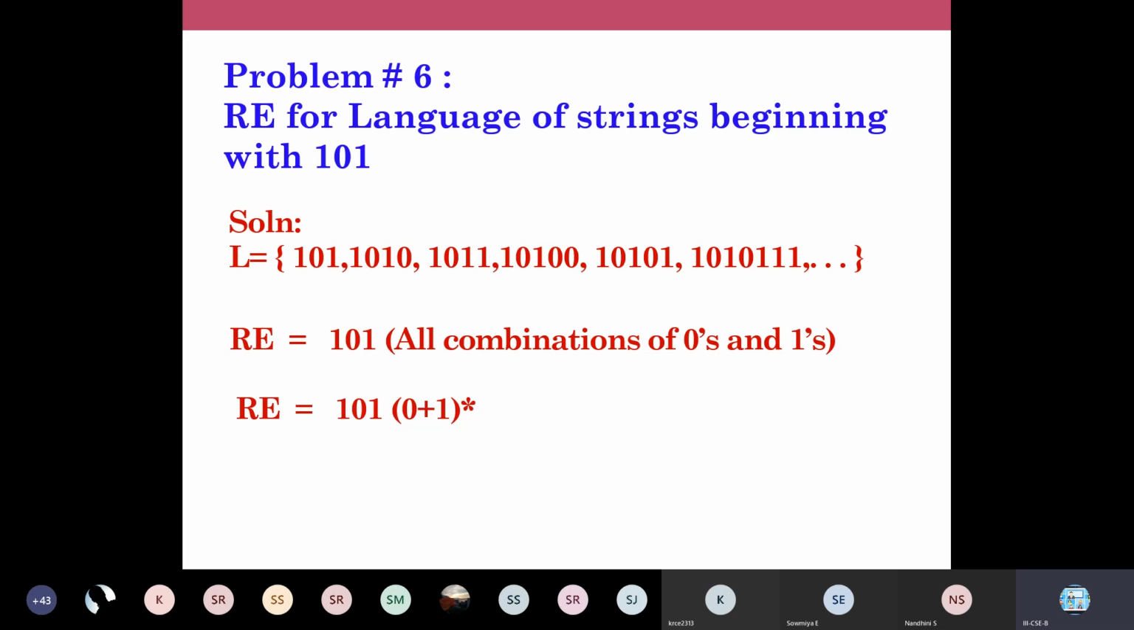Write the language. You try it on your own. Just 2 steps you are going to write. You write L is equal to some set of strings where all the strings must have this 101. All the strings must have the pattern 101.